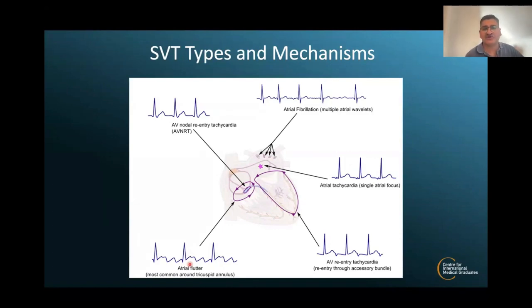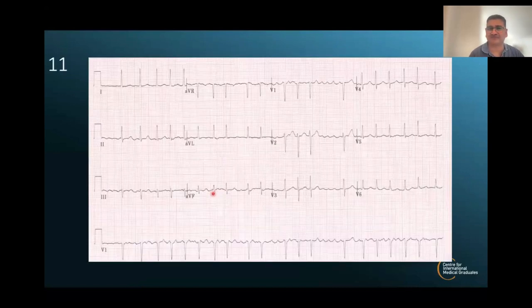that they are referred to in a separate manner often. So when you're talking about a SVT in the common sense, it is generally these three entities: AV node re-entry tachycardia, atrial tachycardia, or atrioventricular re-entry tachycardia. Okay? For the purposes of this, we're just going to talk about SVT in the broadest sense, encompassing these three entities. So, on that note, let's tackle our first ECG.